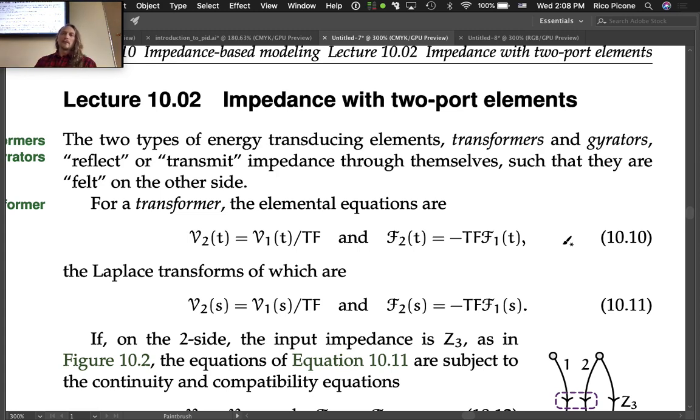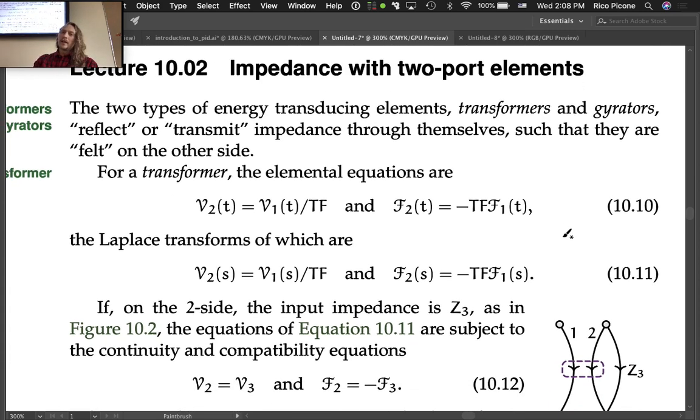transformer or gyrator relationship. For a transformer, the familiar elemental equations are that the across variable on side 2 is equal to the across variable on side 1 divided by the transformer ratio, TF, right? And for the through variables, on side 2, we have F2, and on side 1, we have F1, so they're related by this negative TF relationship. So this is familiar to us. Remember that these are the generalized across and through variables.